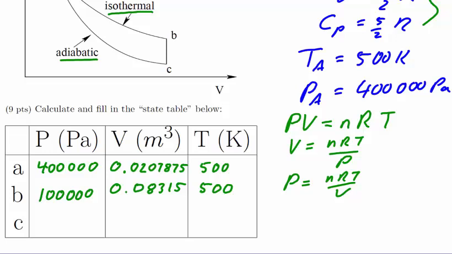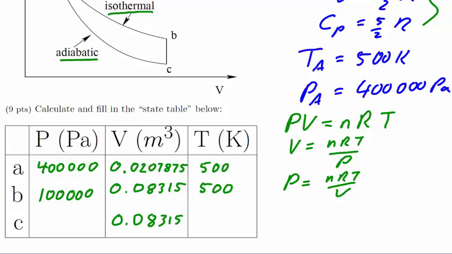In attempting to calculate quantities at point C, we recognize that C is connected to B via an isochoric or constant volume curve, and C is connected to A via an adiabatic. We're going to have to consult the properties of both of these curves in order to learn what's going on at point C. Let's begin with the simpler one, which is the constant volume curve. Since B is connected to C by a constant volume process, C and B must have the same volume, and so we can simply copy the value 0.08315 as the volume at point C. We're almost done, however, we are left with two unknowns.